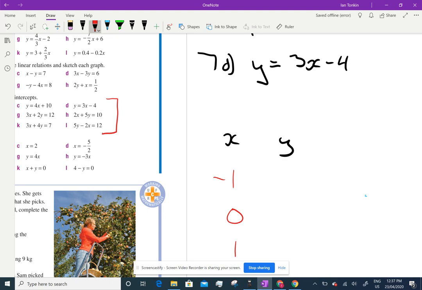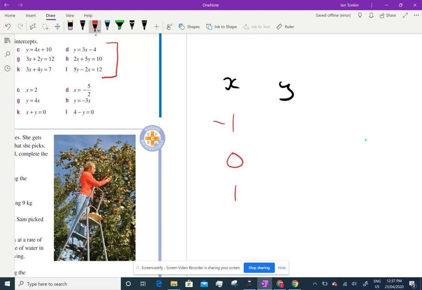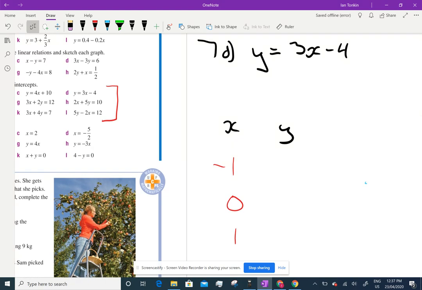0 and 1. The reason I pick -1, 0 and 1 is because they're easy to input, and 0 will give me the y-intercept. I pick 3 points only to make sure in case I get something wrong. You really only need to pick 2 points to plot a straight line, but I pick 3 points. So what do I do? I now substitute these x values into this formula here.